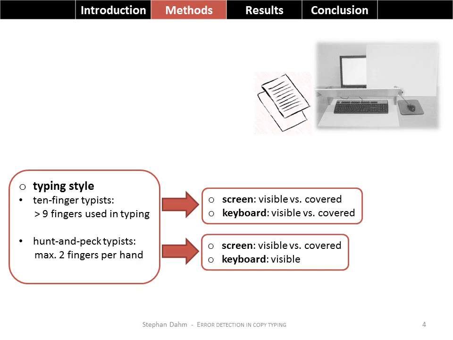We made a pre-selection for our participants, who were either 10-finger typists or hunt and peck typists. Participants who were in between were excluded from this study. 10-finger typists used at least 9 fingers for typing. Hunt and peck typists used a maximum of 2 fingers per hand for typing.